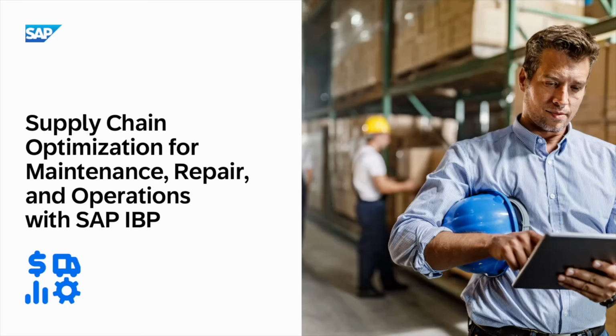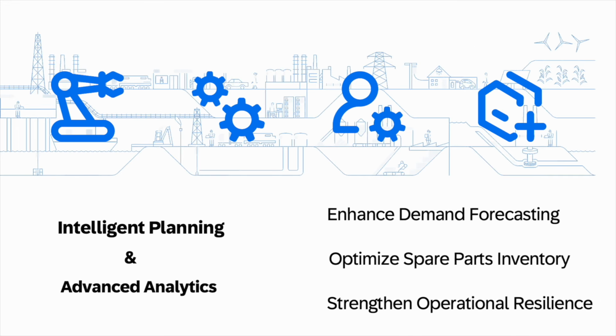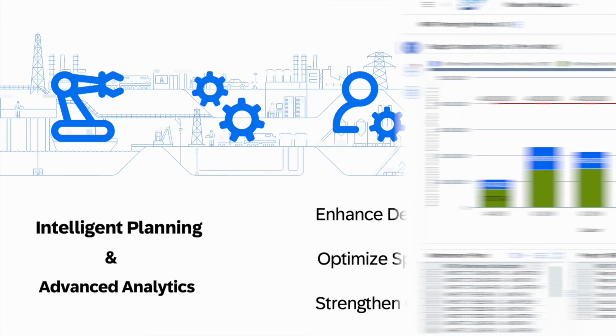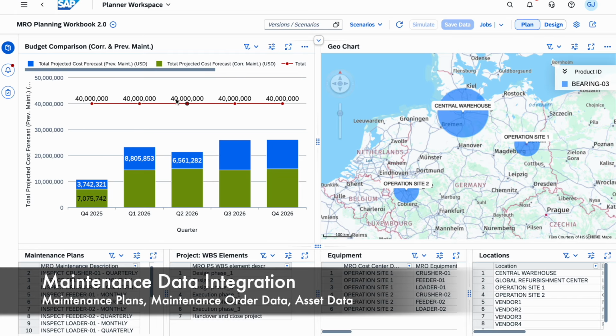Embark on a transformative journey with SAP Integrated Business Planning for Supply Chain, SAP IBP, to elevate AI-powered automated maintenance, repair, and operations processes. Explore how intelligent planning and advanced analytics enhance demand forecasting, optimize spare parts inventory, and strengthen operational resilience.